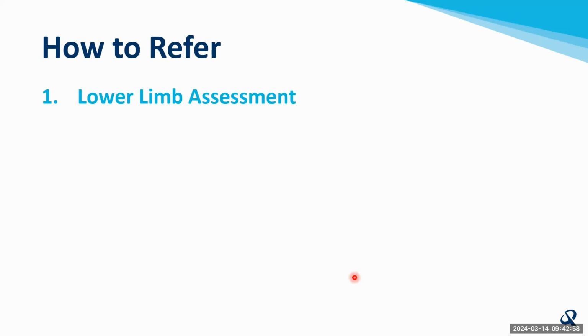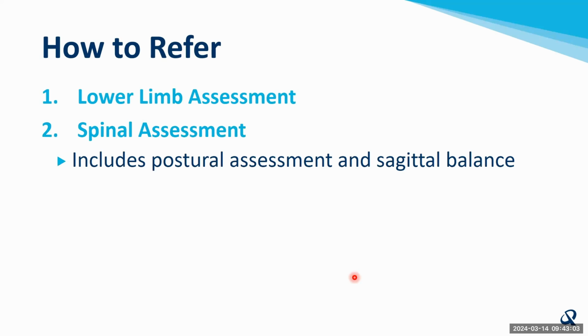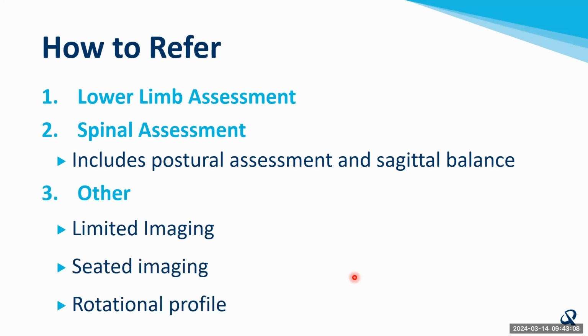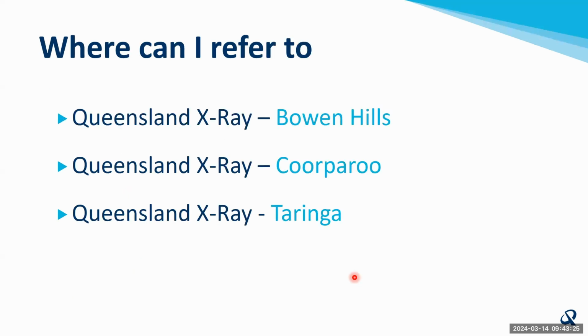If you're going to refer for EOS, we'd ask that you either indicate whether you prefer a lower limb assessment or a spinal assessment. And all of the spinal assessments will include a postural assessment and a sagittal balance. We can do limited spine imaging like the Askin if it's preferred. At Bowen Hills, we can do the seated imaging, and on request, we can do rotational profiles. And obviously, you can refer to Queensland X-ray at Bowen Hills, Coorparoo and Taringa at the moment. We've also got regional EOS machines in Cairns, Mackay and Townsville.